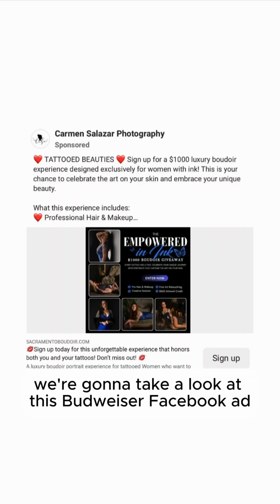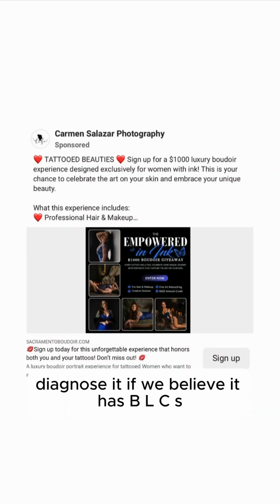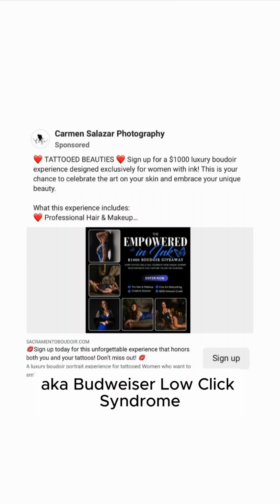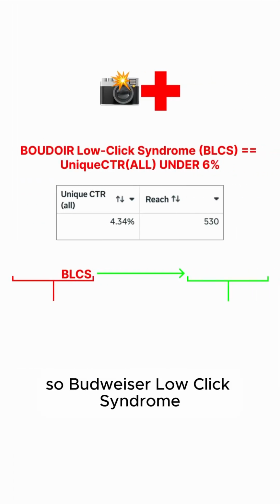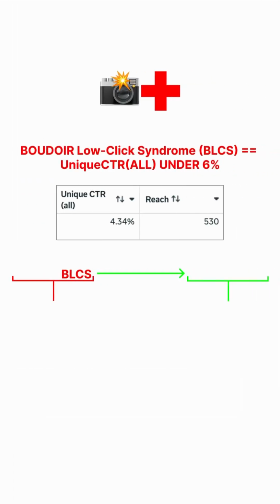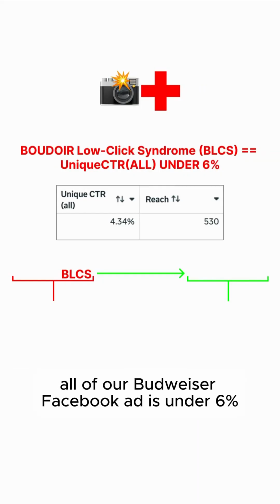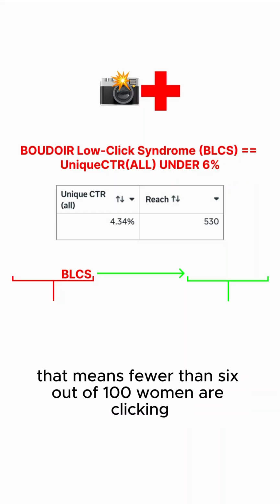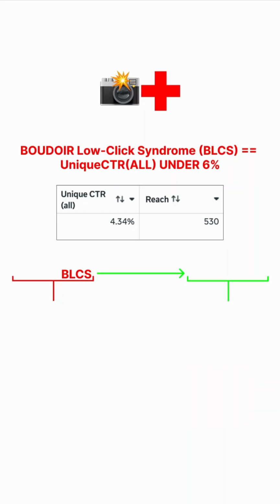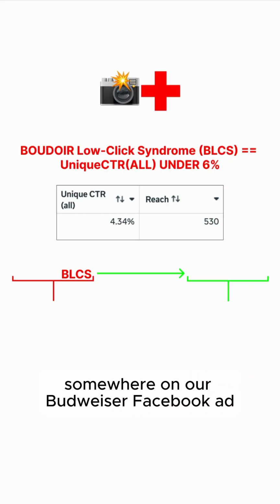All right, y'all, we're going to take a look at this Boudoir Facebook ad, diagnose it if we believe it has BLCS, aka Boudoir low click syndrome. So, Boudoir low click syndrome, aka BLCS, is when the unique CTR on our Boudoir Facebook ad is under 6%. That means fewer than 6 out of 100 women are clicking somewhere on our Boudoir Facebook ad.